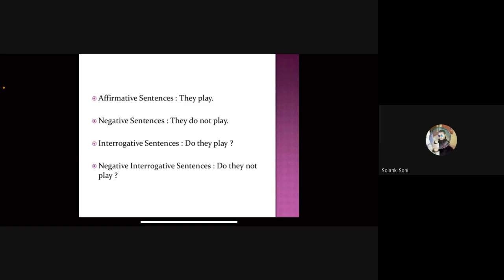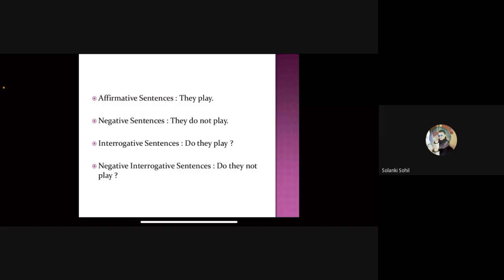Affirmative means positive sentence. They play means it is positive. There is no negative word. Negative sentence means there should be a negative word in it, like no, not, never. So these are all negative words. So in negative sentence there is one negative word. See, not. So they play. Negative is they do not play.